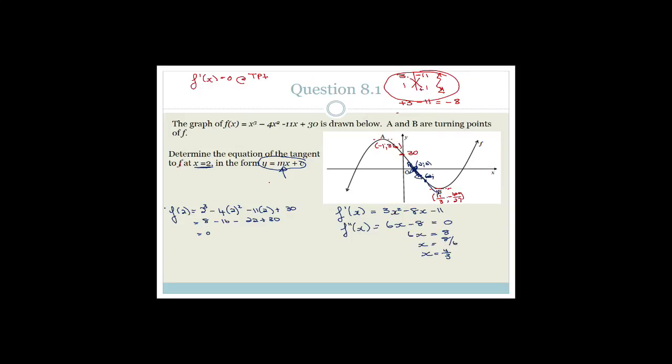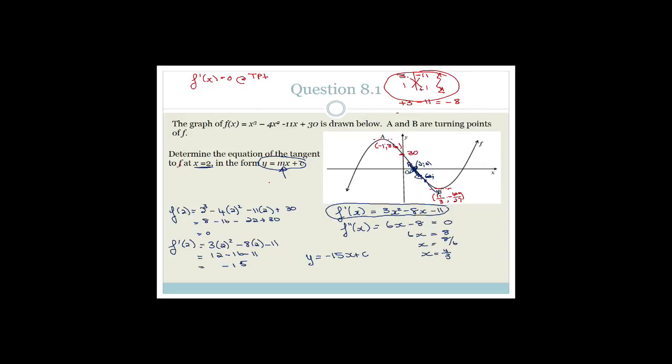So how do we get the gradient? Well, this formula is actually the formula of the gradient for every point along this line here. So if we substitute in f dashed of 2, I'm going to find the gradient where x equals 2. So we go 3 times 2 squared minus 8 times 2 minus 11, which is 3 times 4 is 12, minus 16 minus 11, which ends up being minus 15. So therefore, the gradient at this point is minus 15. So therefore, I can say y is equal to minus 15x plus c.